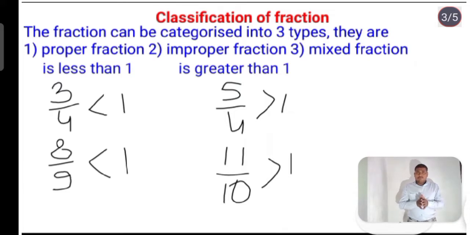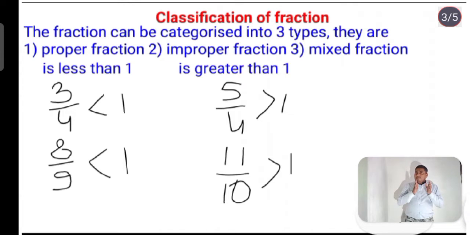Suppose 3/4. 3 is the numerator and 4 is the denominator. We divide 3 by 4, then we find the value is less than 1. Then 3/4 is a proper fraction. Now 8/9. 8 is the numerator, 9 is the denominator. If we divide 8 by 9, then we find the value is less than 1. Then 3/4 and 8/9 are proper fractions.